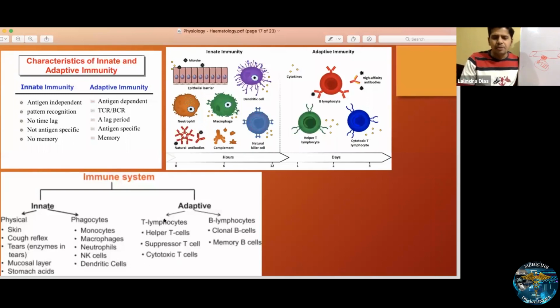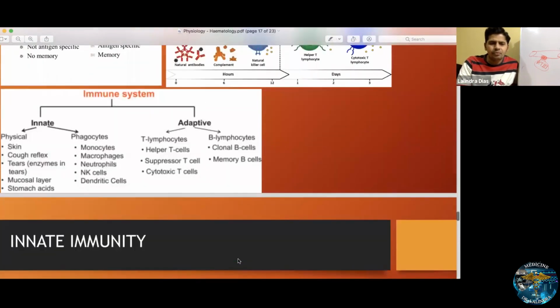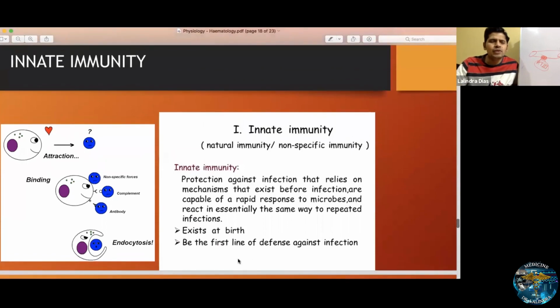Okay, the adaptive pathway, T lymphocytes, they mainly produce CD8 cells, the cytotoxic T cells. They have helper T cells, which is the CD4 cells. The B lymphocytes, they produce antibodies. Right. Few more words about innate immunity.